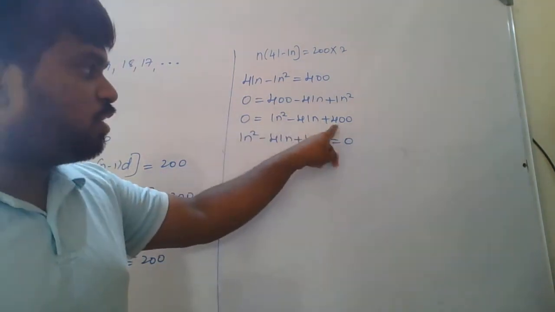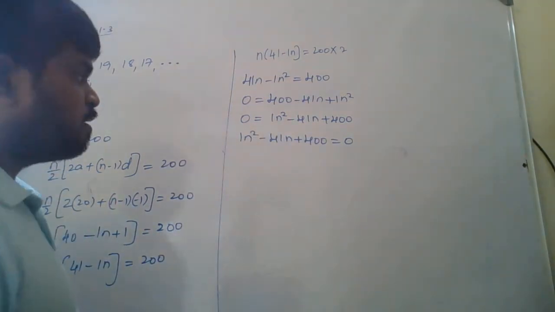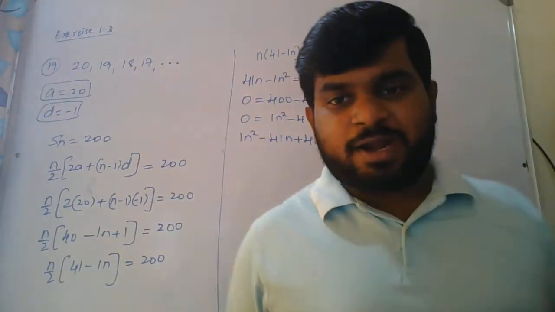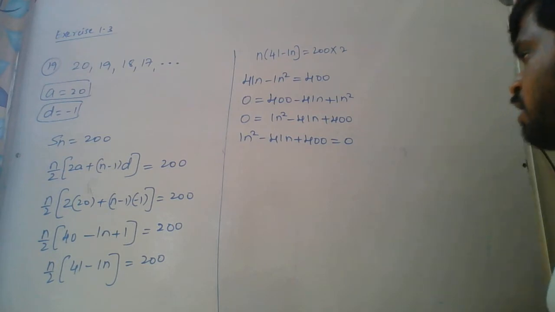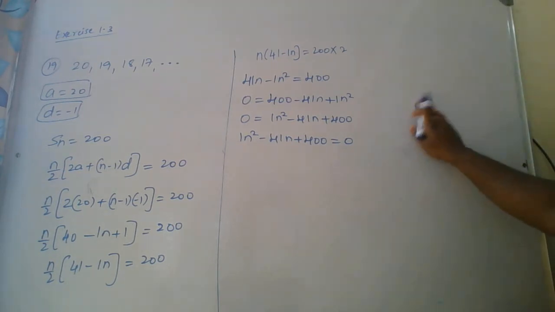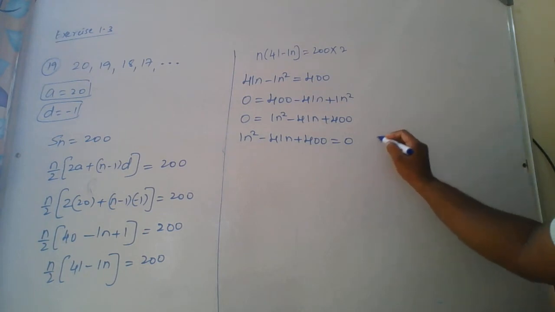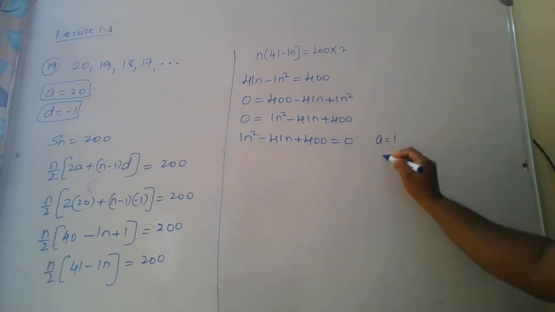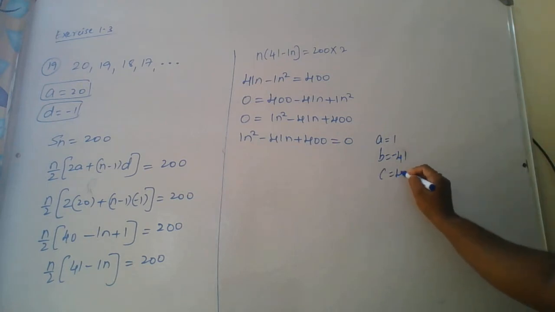0 equals this, or this is equal to 0. Both are one and the same. So it is in the standard form. It's a quadratic equation in the standard form. Let's find the values of A, B, C. A value is 1, B value is minus 41, C value is 400.